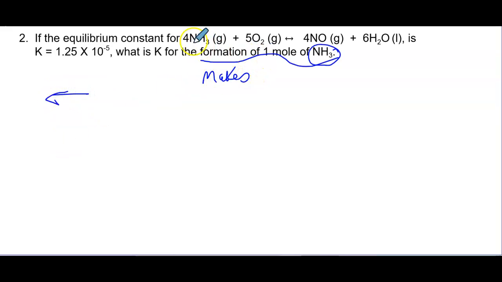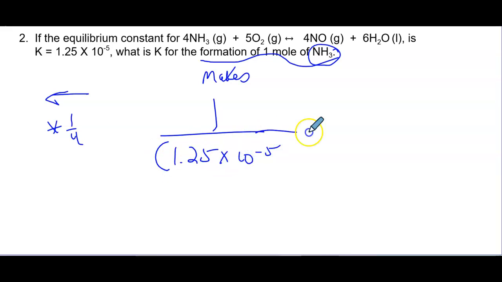And then I need 1 mole, and I have 4, so I'm going to multiply by a fourth. Because it's reversed, I'm going to put my K underneath 1. And because it's to the 4th power, I have to raise it to the 1/4 power. Remember that you're going to do this part first and then put it under 1.